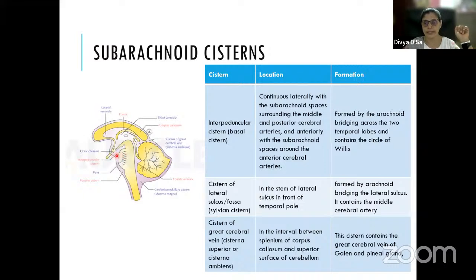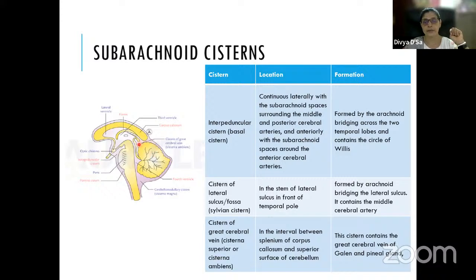It is formed by the arachnoid matter bridging the two temporal lobes, and it contains the circle of Willis. Then we have the cistern of the lateral sulcus, or Sylvian cistern. It is in the stem of the lateral sulcus, in front of the temporal lobe. It is formed by the arachnoid matter bridging the lateral sulcus, and its content is the middle cerebral artery.